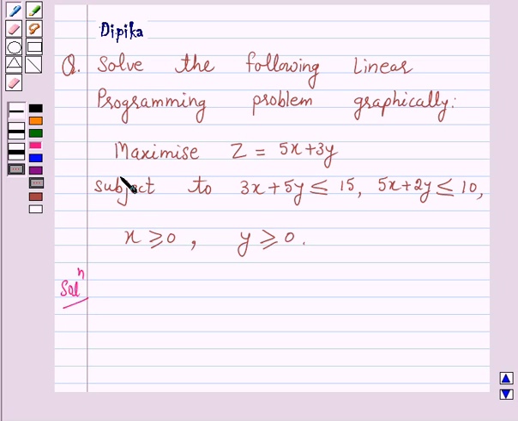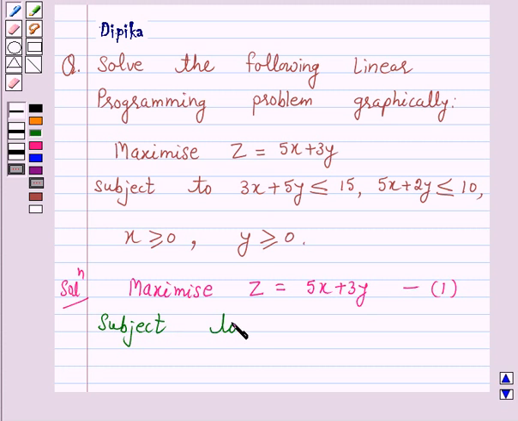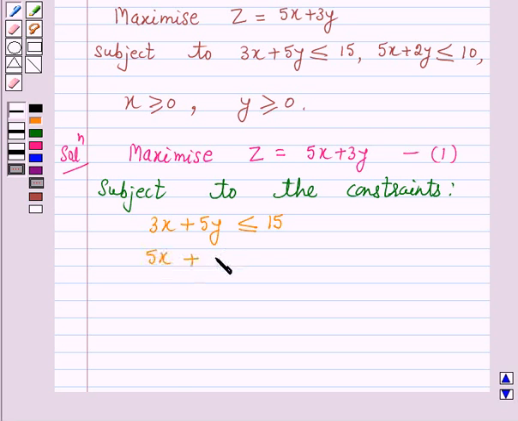Now, according to the given problem, we have to maximize z = 5x + 3y. Let us give this as number 1. Subject to the constraints 3x + 5y ≤ 15, 5x + 2y ≤ 10, x ≥ 0 and y ≥ 0. Let us give numbers to these constraints as 2, 3, and 4.